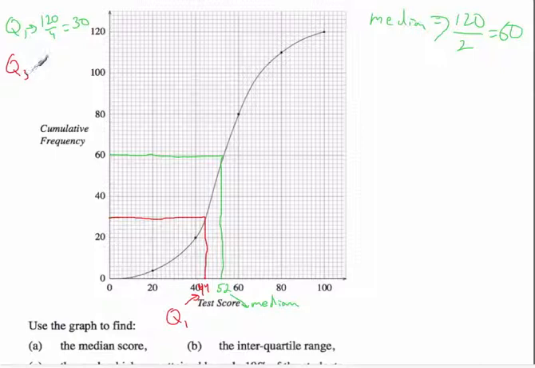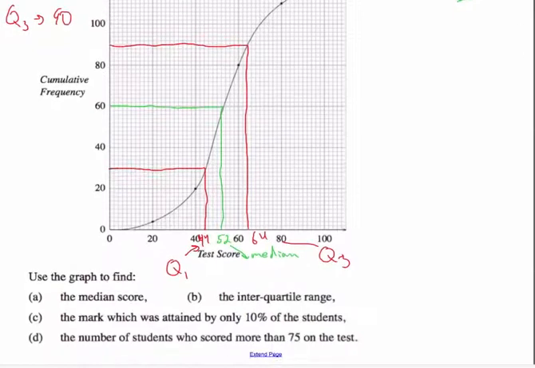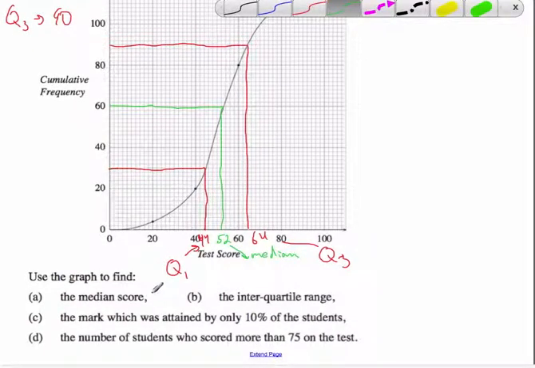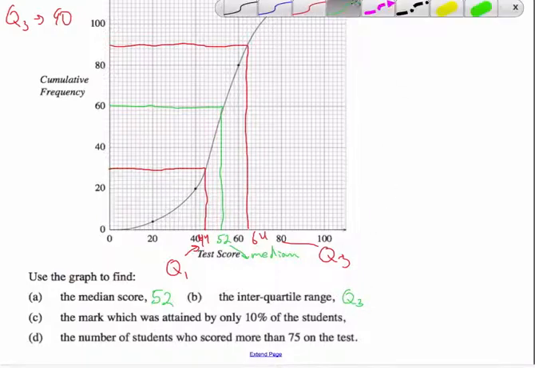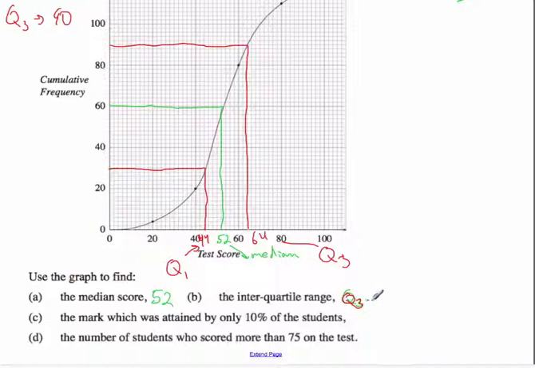And if I want to get quartile 3, I just do 3 times quartile 1, which is going to be 90. So I start off at 90. I go across here. That corresponds to that point. Go down. That's 64. So 64 is quartile 3, and that's all the information we need for now, I believe. So the median score, we said, was 52. Interquartile range is Q3 minus Q1, which equals 64 minus 44, which equals 20.